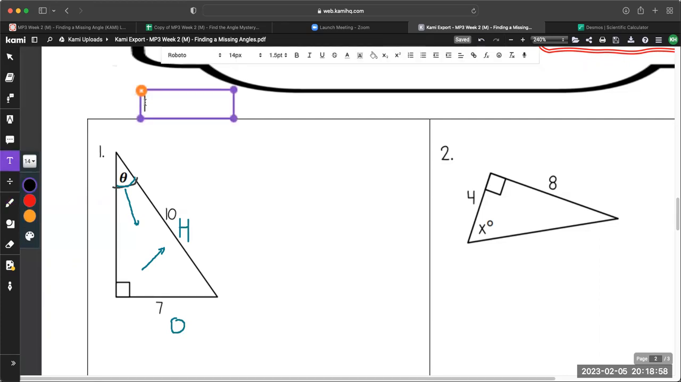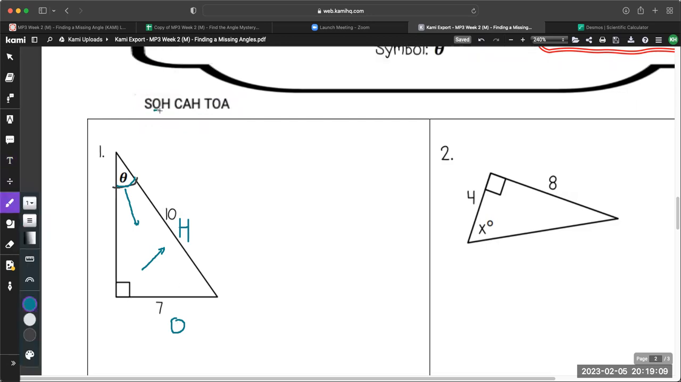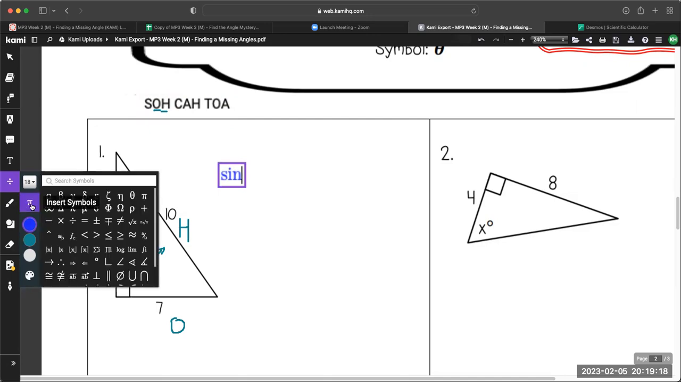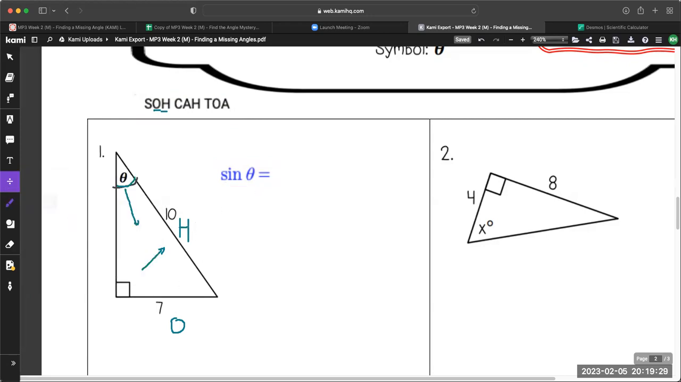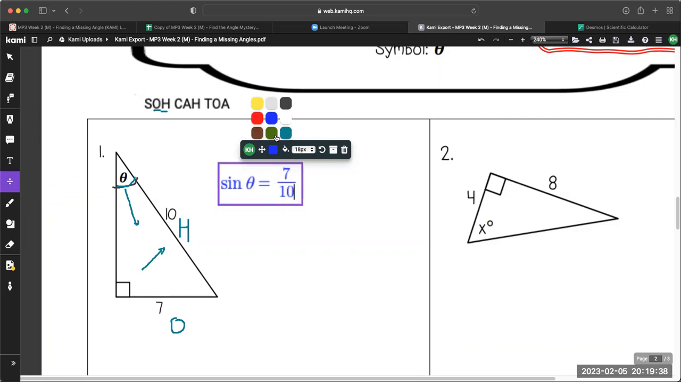So if I forget, I can always write it up here. SOHCAHTOA, right? So I have the O, I have the H, boom, boom. I'm going to be using sine here, right? We set up our equation. Well, the sine of what? Well, we don't know. So sine theta is going to equal opposite over hypotenuse. Our opposite side is 7 and our hypotenuse is 10, right?